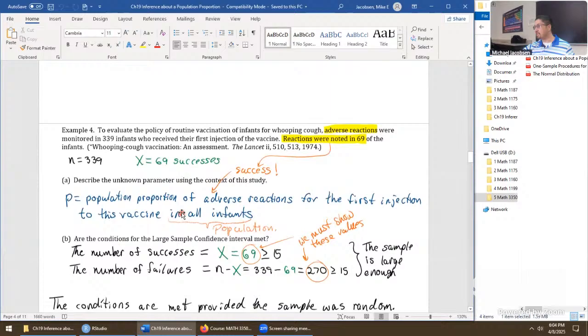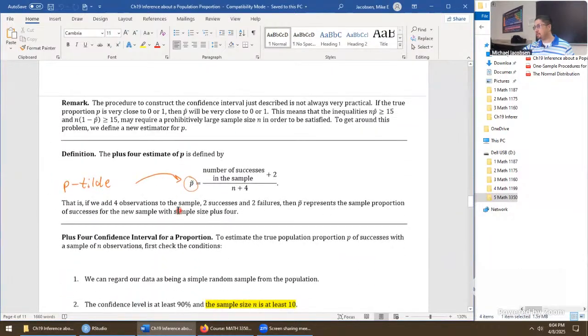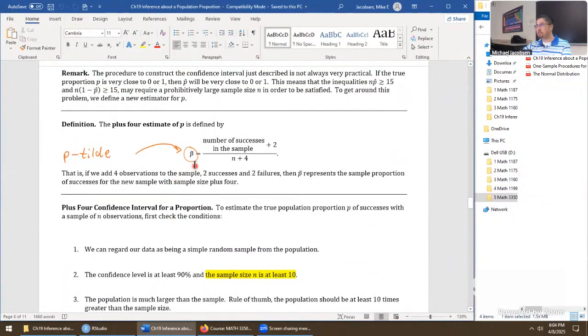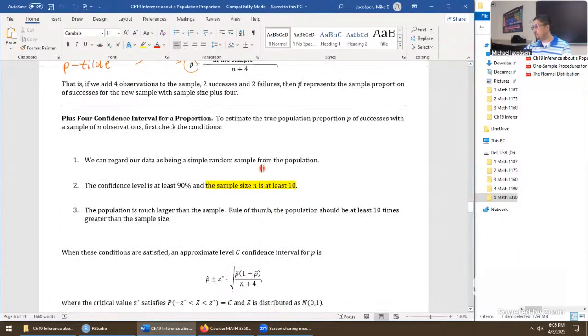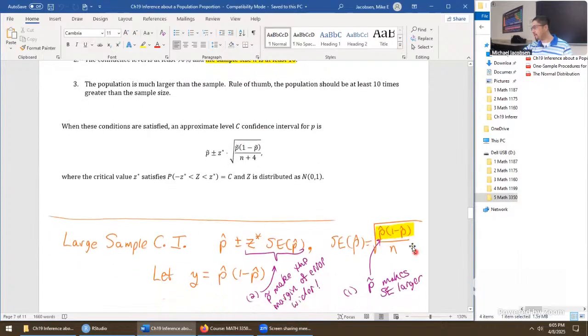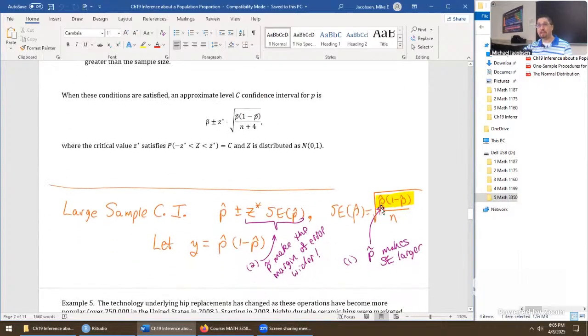So here's what the method looks like. We briefly took a look because we're dealing with the new estimator p tilde. So p tilde widens out the confidence interval by including 4 imaginary observations into the sample. We had 2 successes, so there's a +2 on the successes side. We had 2 failures, that's why the total new sample is at +4, with the goal of taking this part, p hat times 1 minus p hat.